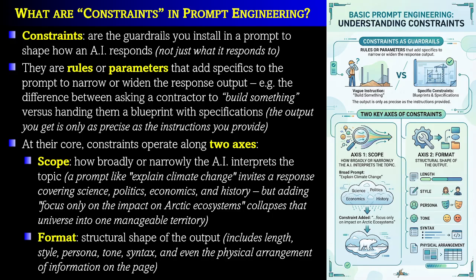The second axis is format, the structural shape of the output. This can include things like the length or the style or the persona or the tone or the syntax, even the physical arrangement of information on the page. So a simple constraint you could add to a prompt is "in 100 words" or "in a bulleted list", to present a format that it can constrain the outputs to.